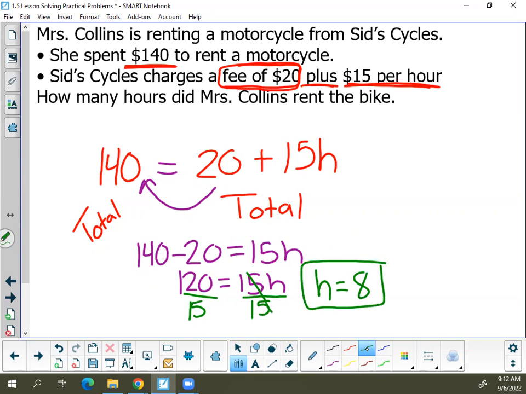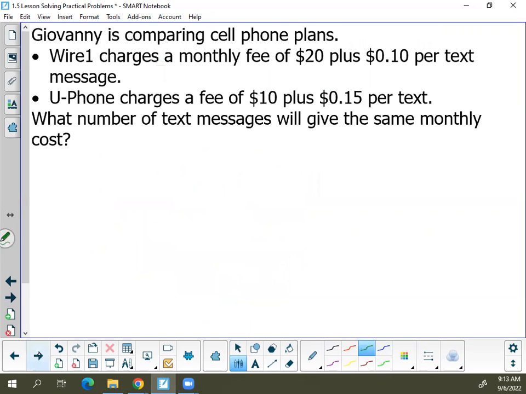So again, I'm just using the words and the important numbers to try and set up an equation or expression. And then in the expression, I simplified or evaluated. And here I have an equation so I can solve it. So let's do a couple more. Pause this one and read it, and then press play, and we'll talk about it.